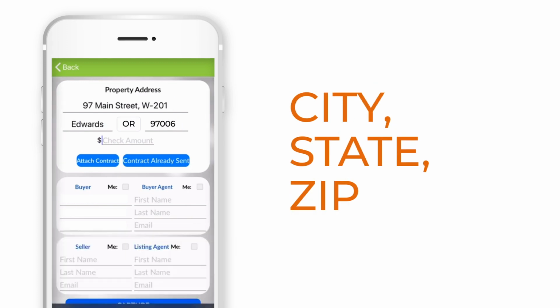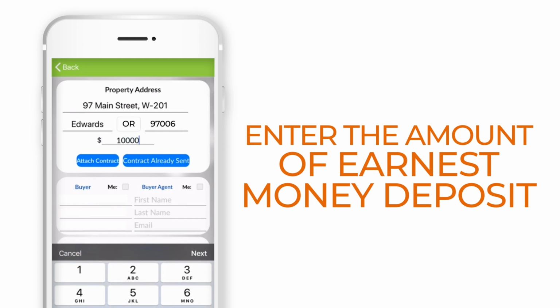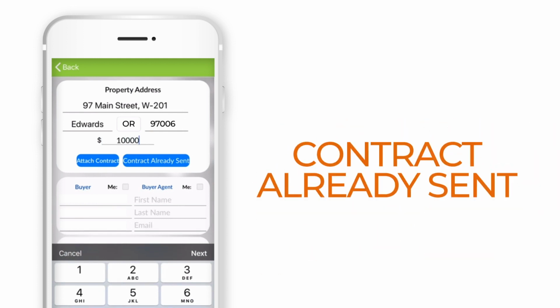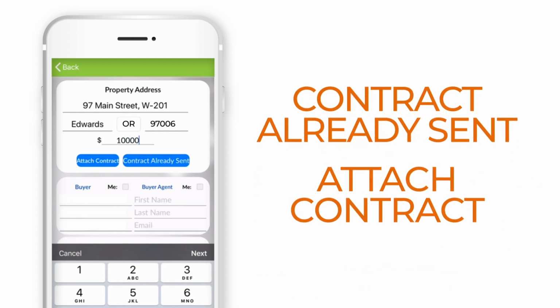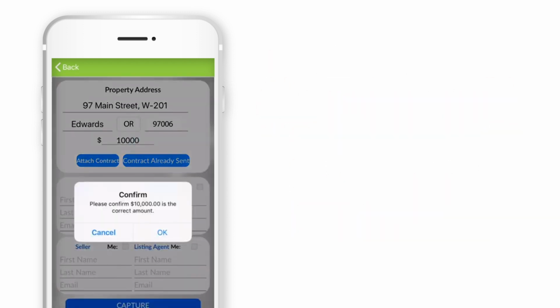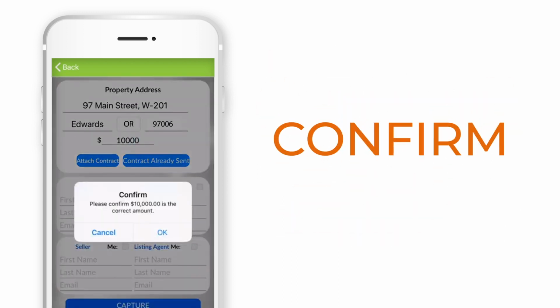Next, enter the amount of the earnest money deposit. You also have the option of indicating whether the contract has already been sent or you're attaching it. Be sure to confirm the earnest money check amount before moving forward.